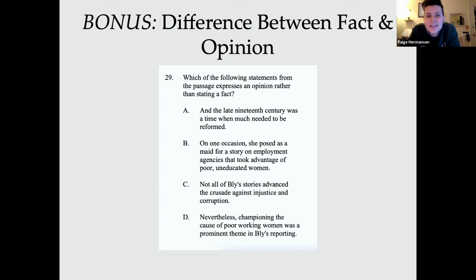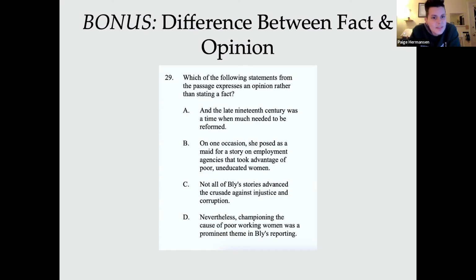A, the late 19th century was a time when much needed to be reformed. B, on one occasion, she posed as a maid for a story on employment agencies that took advantage of poor, uneducated women. C, not all of Bly's stories advanced the crusade against injustice and corruption. Or D, nevertheless, championing the cause of poor working women was a prominent theme in Bly's reporting.